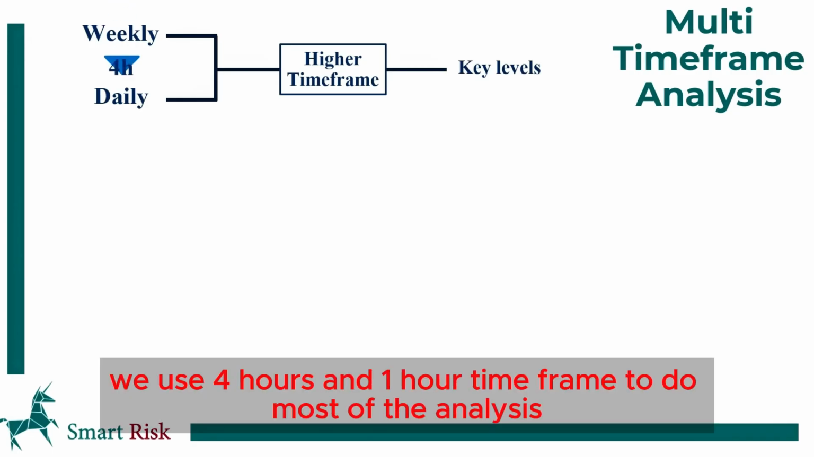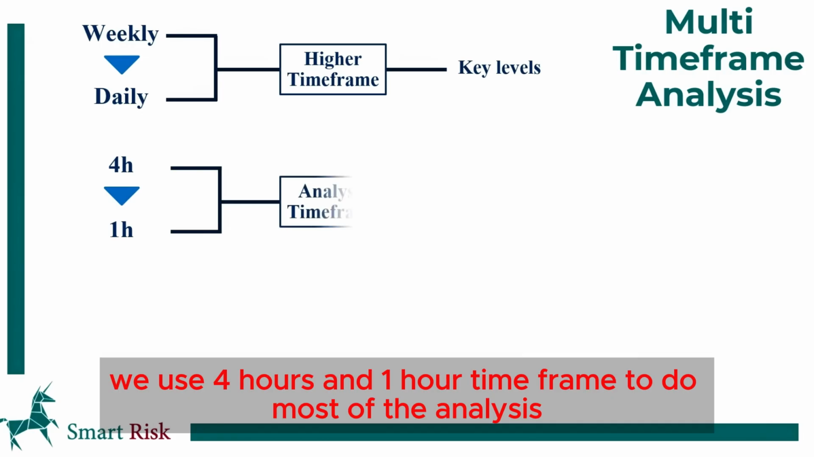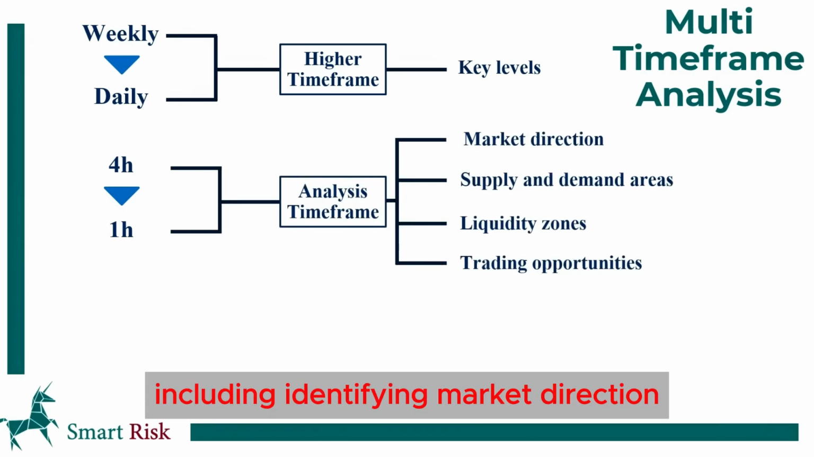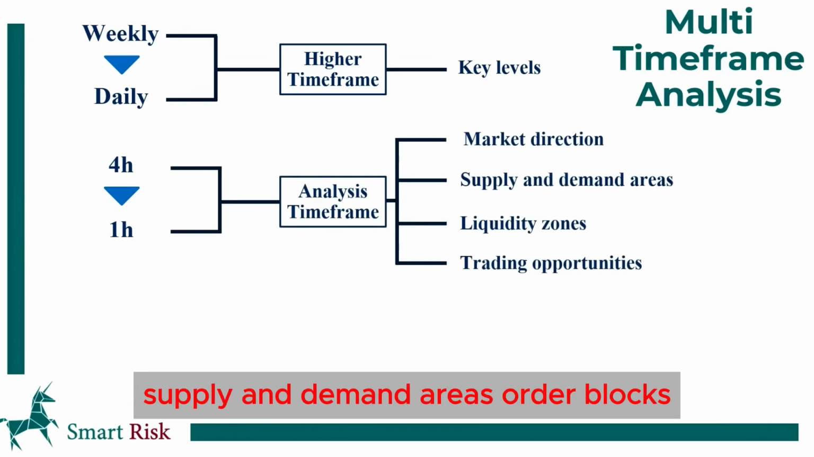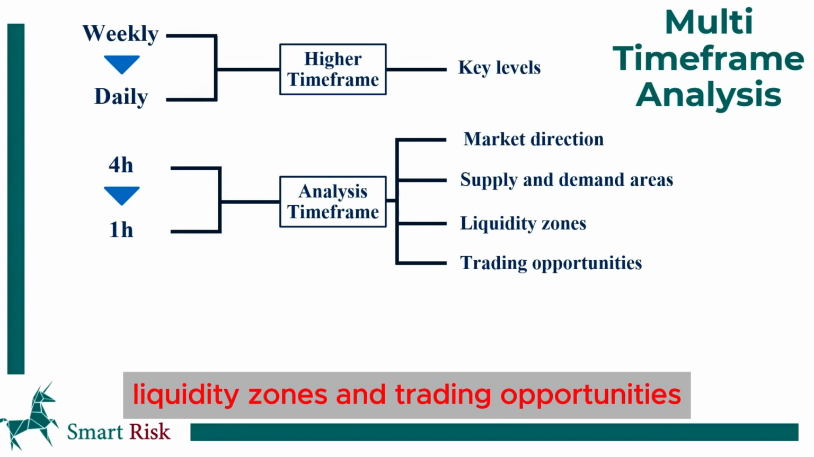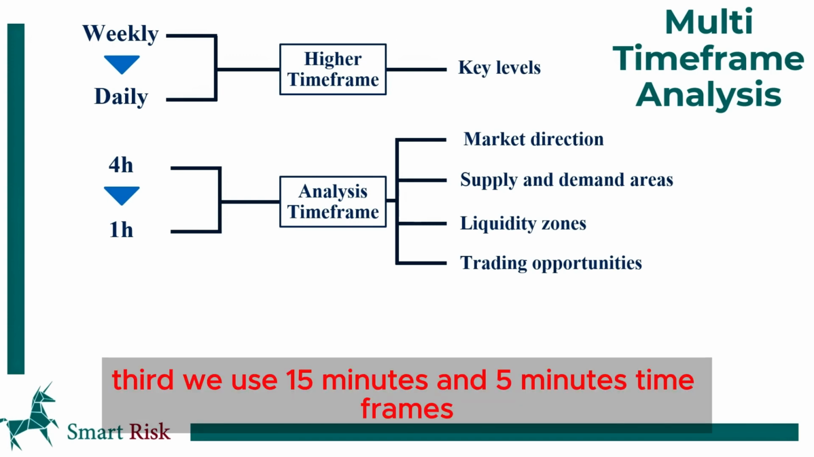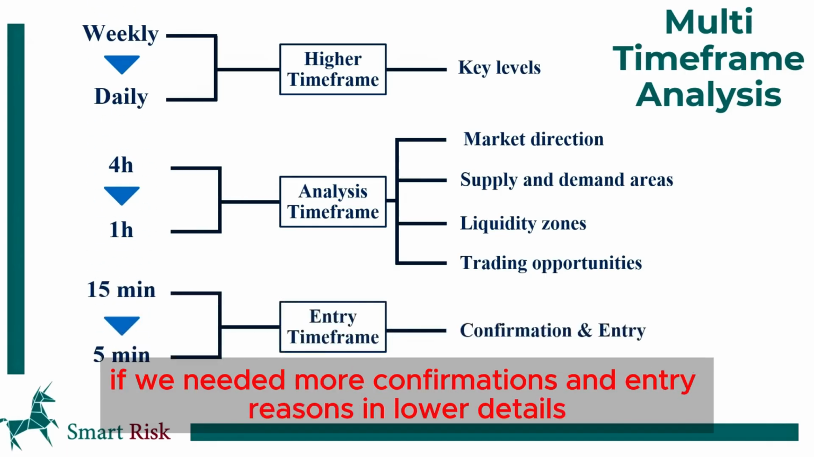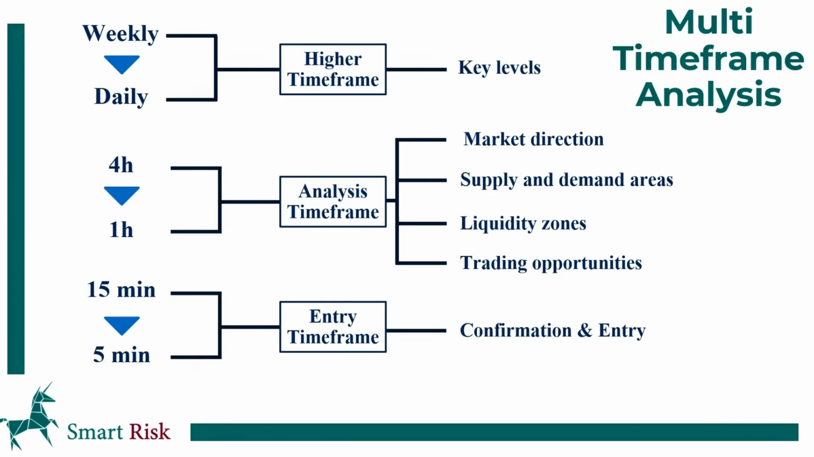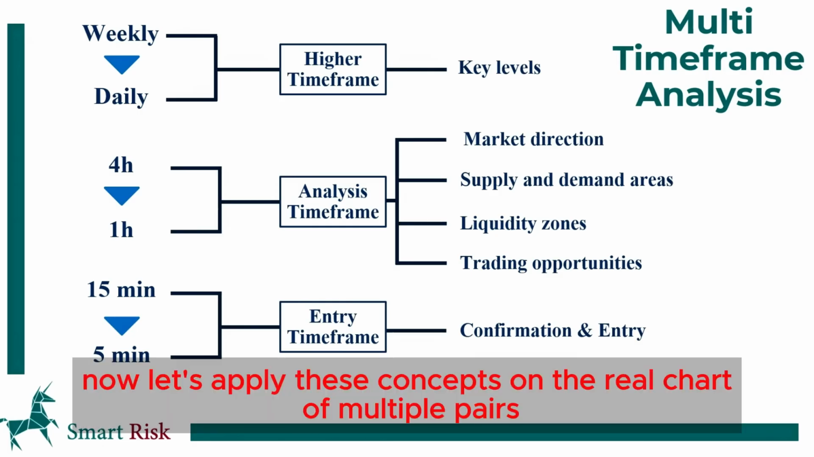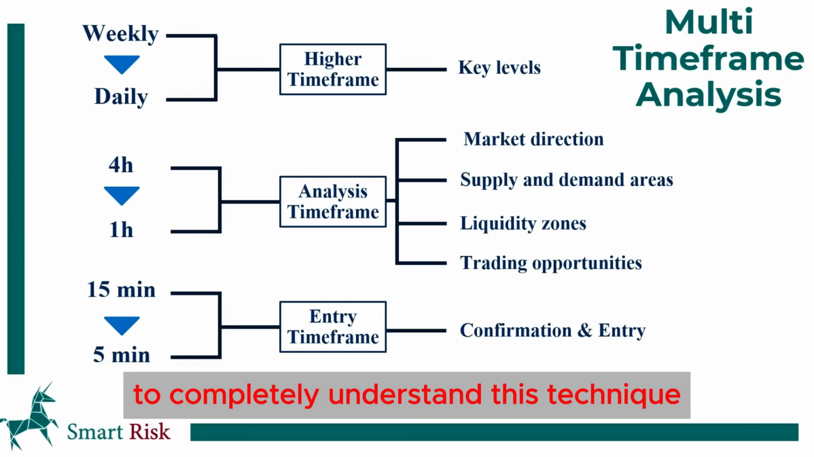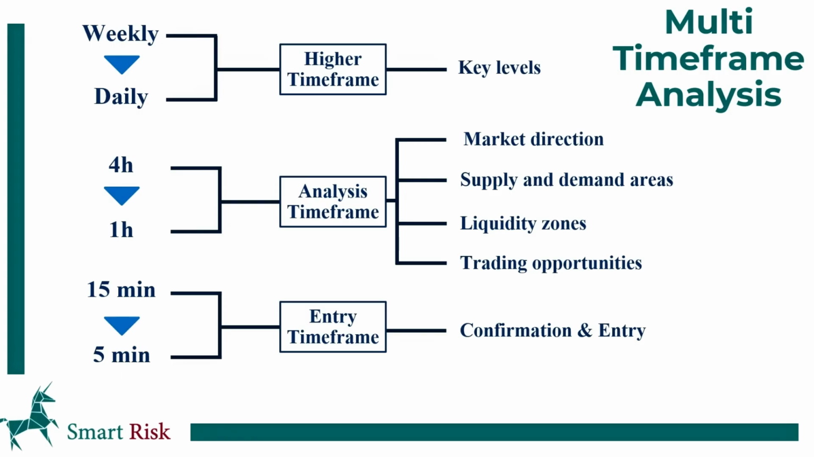Second, we use 4 hours and 1 hour time frame to do most of the analysis, including identifying market direction, supply and demand areas, order blocks, liquidity zones, and trading opportunities. Third, we use 15 minutes and 5 minutes time frames if we needed more confirmations and entry reasons in lower details. Now let's apply these concepts on the real chart of multiple pairs to completely understand this technique.